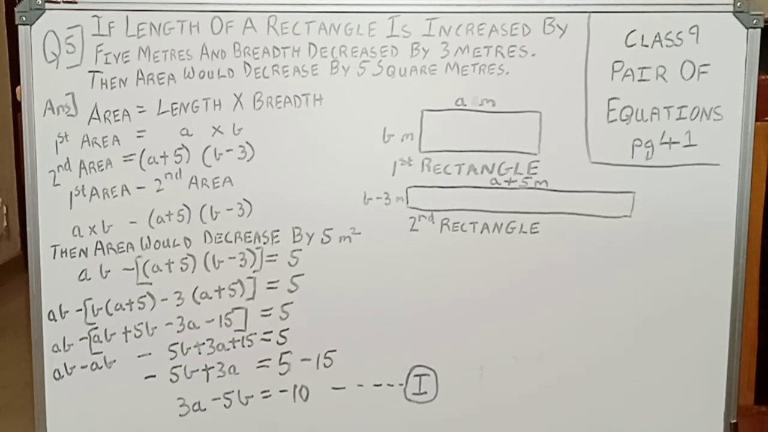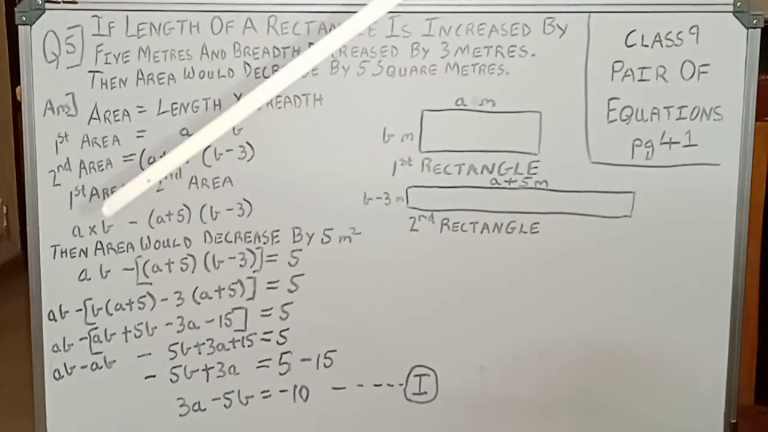These both are multiplied because the area, as you can see in the formula, is length into breadth. Now what we have to do is subtract the second area from the first area. The first area is more and the second area is less. That is why we are subtracting the second area from the first area. Once you do that, you will get this equation.